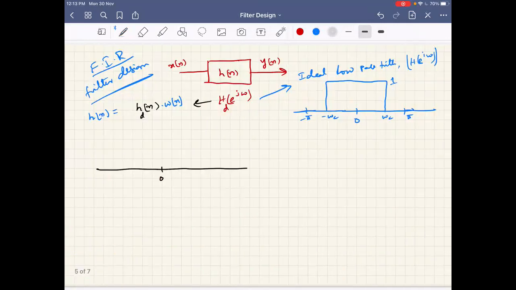Okay, let me try to sketch it. We may not be able to reproduce it exactly, but let us see. Let this be the filter we wish to design, and this is the truncated filter, the truncated impulse response.